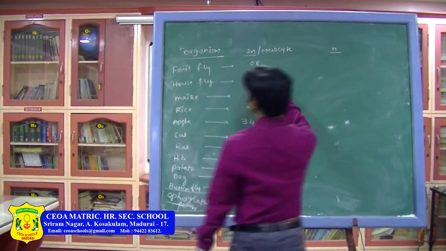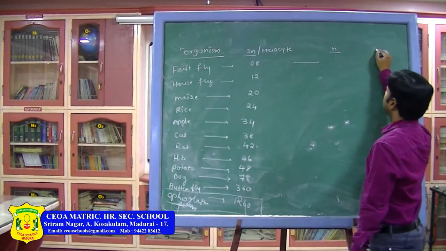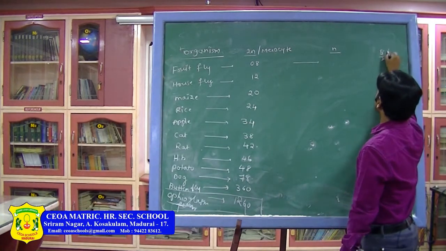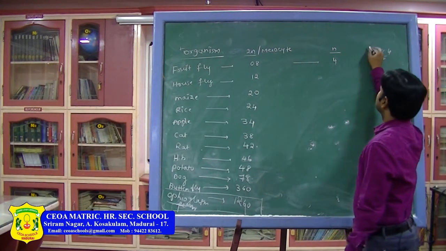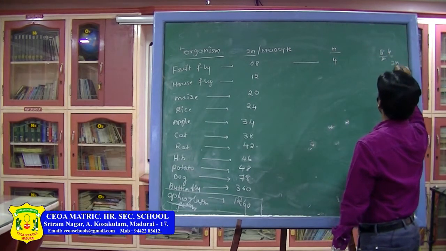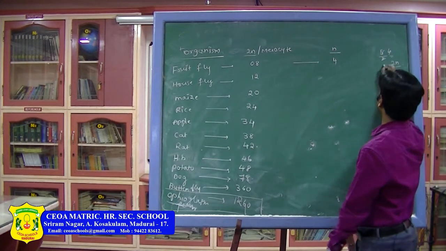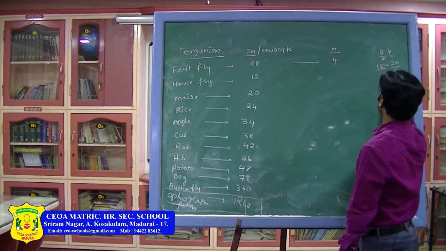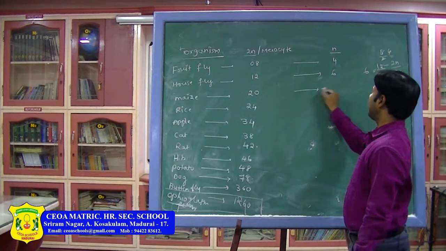Now see, diploid number 8, then haploid number, how do you get haploid number? The number divided by 2, 8 by 2, then 2 4s are 8. If you want to get a haploid number, divide the diploid number by 2, or else you can write 2n by 2. For example, let us take housefly, 2n number of housefly is 12. Now you want to get n. N means 12 by 2, that equals 6.